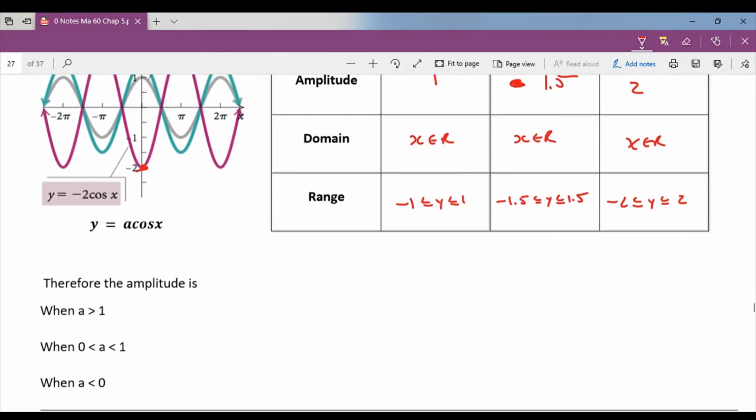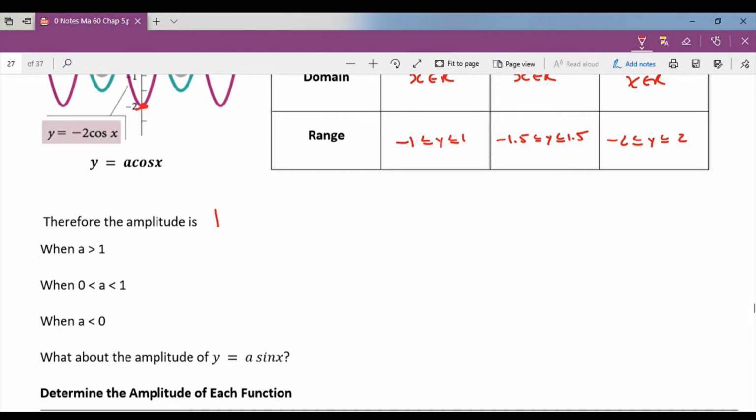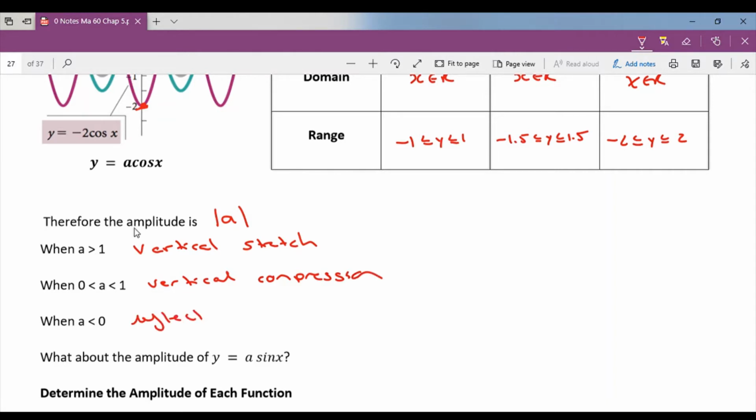So what does A affect? Well, A affects the amplitude. The amplitude is the absolute value of A. When A is greater than 1, you get a vertical stretch. When A is greater than 0 but less than 1, you get a vertical compression. And when A is less than 0, you get a reflection in the y values over the x-axis.